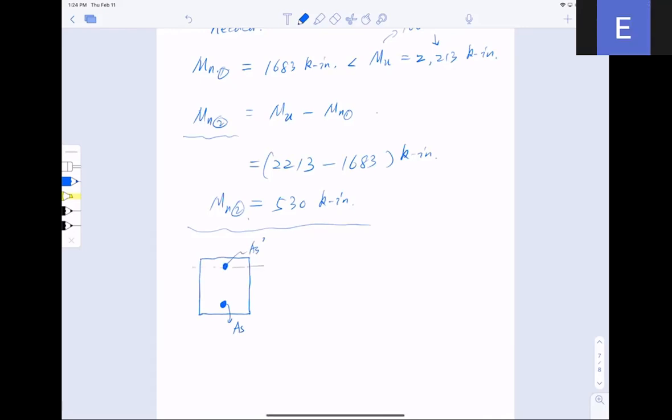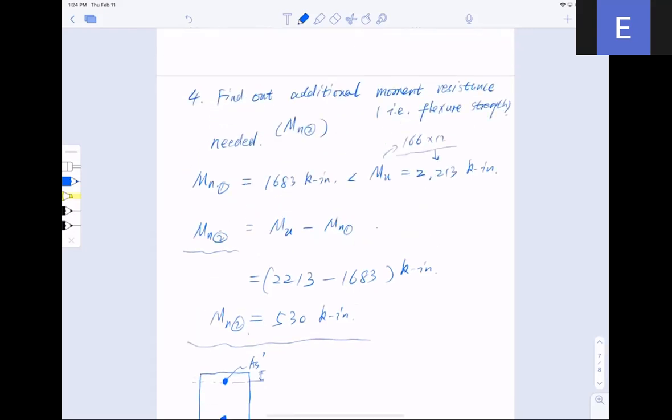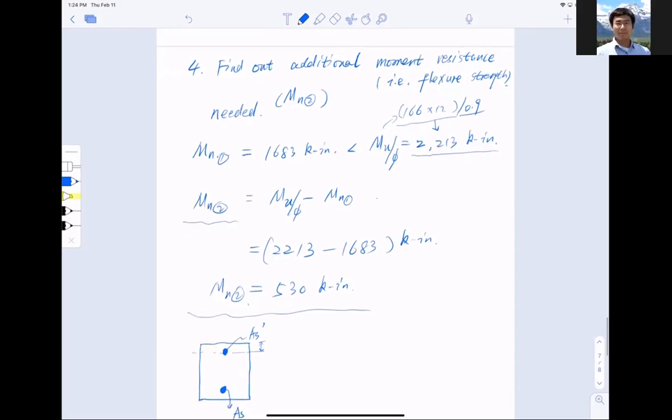Yes, ma'am. Where do you get the 2,213? Because when I did 166 times 12, I get 1,992. Sorry, I forgot to divide by 0.9. Yeah, because this should be Mu divided by phi. I'm sorry. Do you get this number 2,213? Let me quickly check. Yes, sorry about that. I went too fast. Thank you for the correction, this should be divided by phi here, guys, all right?